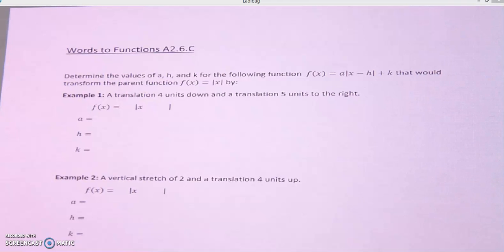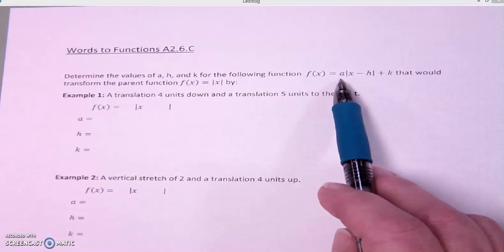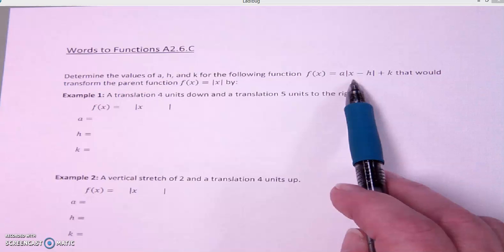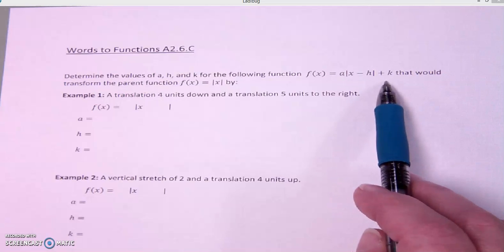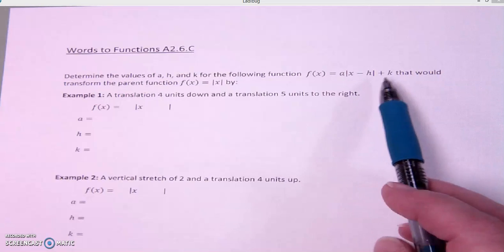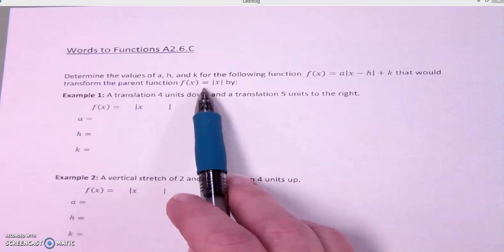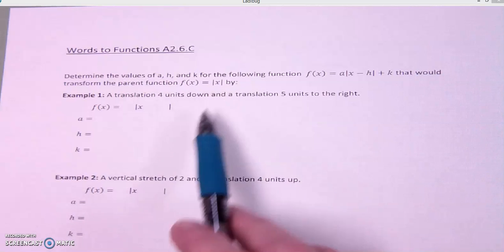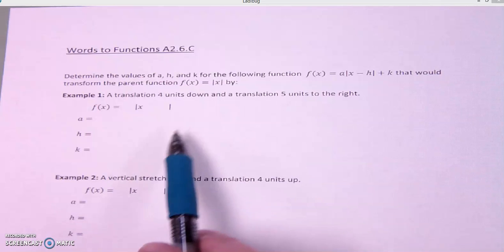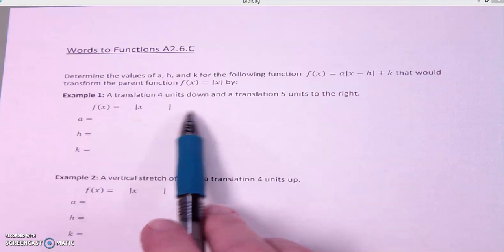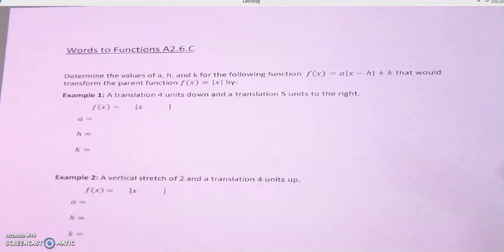To determine the values of a, h, k for the following function, f of x equals a times the absolute value of x minus h plus k, that would transform the parent function, f of x equals absolute value of x, we have to read the words and be able to come up with either the equation or the letters a, h, and k.